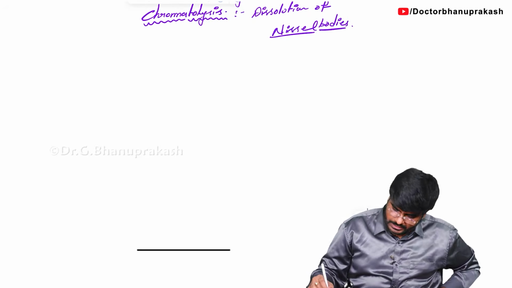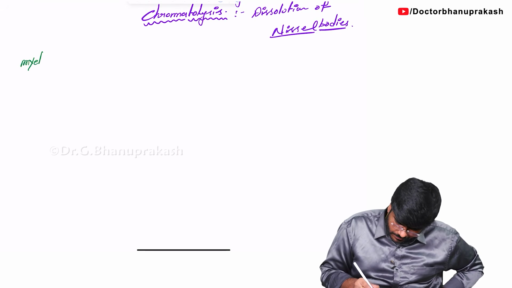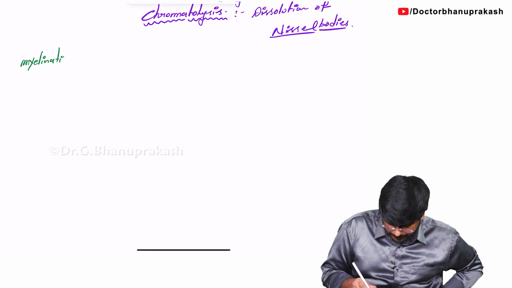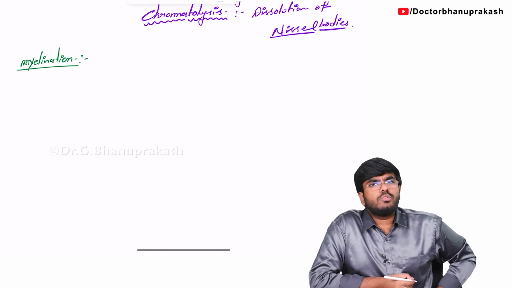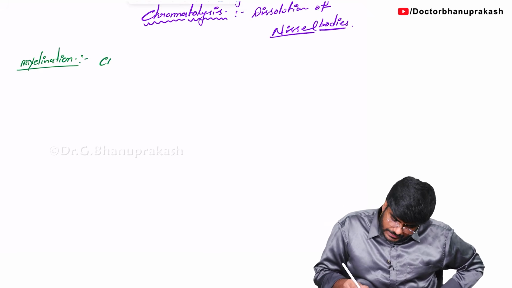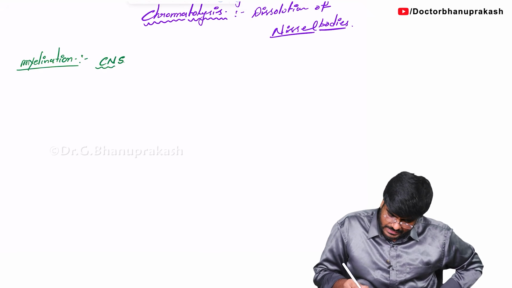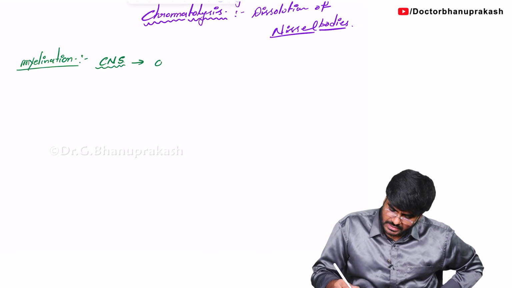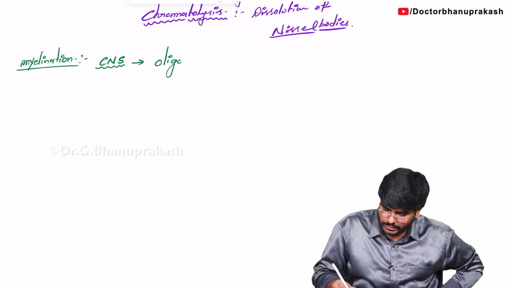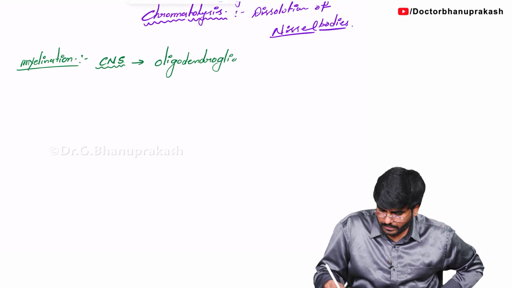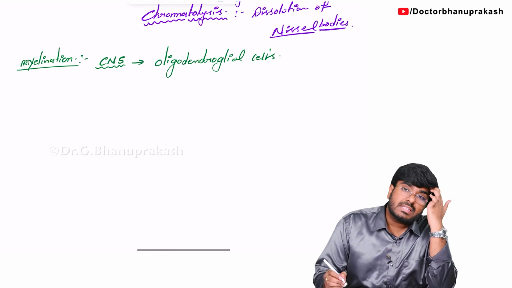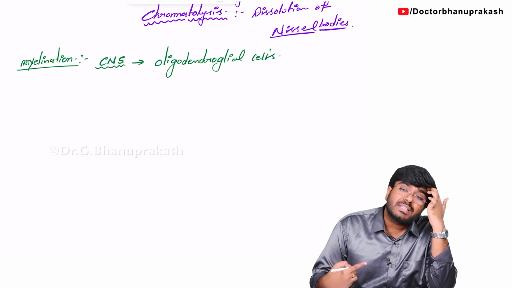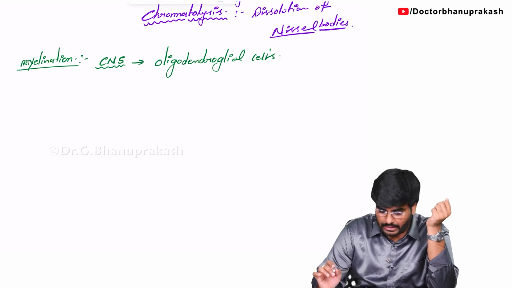Okay, so let me write. There is myelination around the neurons. So, who is going to do this myelination? In the central nervous system, the CNS, myelination is done by a cell called oligodendroglial cells. So, oligodendroglial cells are the cells which are causing the myelination around the neurons in the central nervous system.